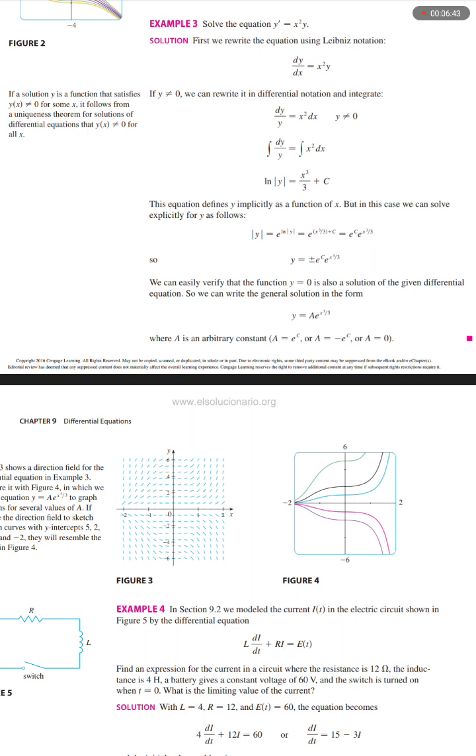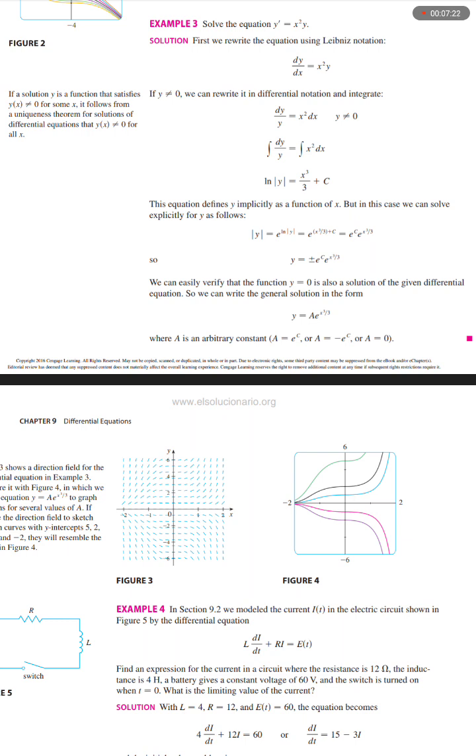The absolute value of y equals e to the power of the natural log of the absolute value of y, which equals e to the power x cubed over 3 plus C, which equals e to the power big C times e to the power x cubed over 3. So y equals plus or minus e to the power big C times e to the power x cubed over 3.